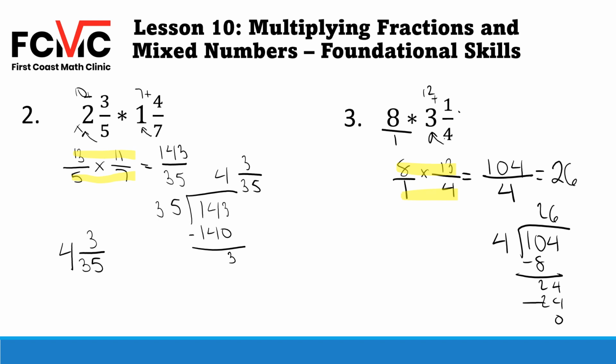Which makes sense, because if we take our original problem here, the 8 over 1 times 13 over 4, we've got 8 and 4. We can divide both of these by 4 and 4. We get 1 and 2, and we can multiply 2 times 13, and we get our answer 26. So it's kind of a little shortcut we could take as well.